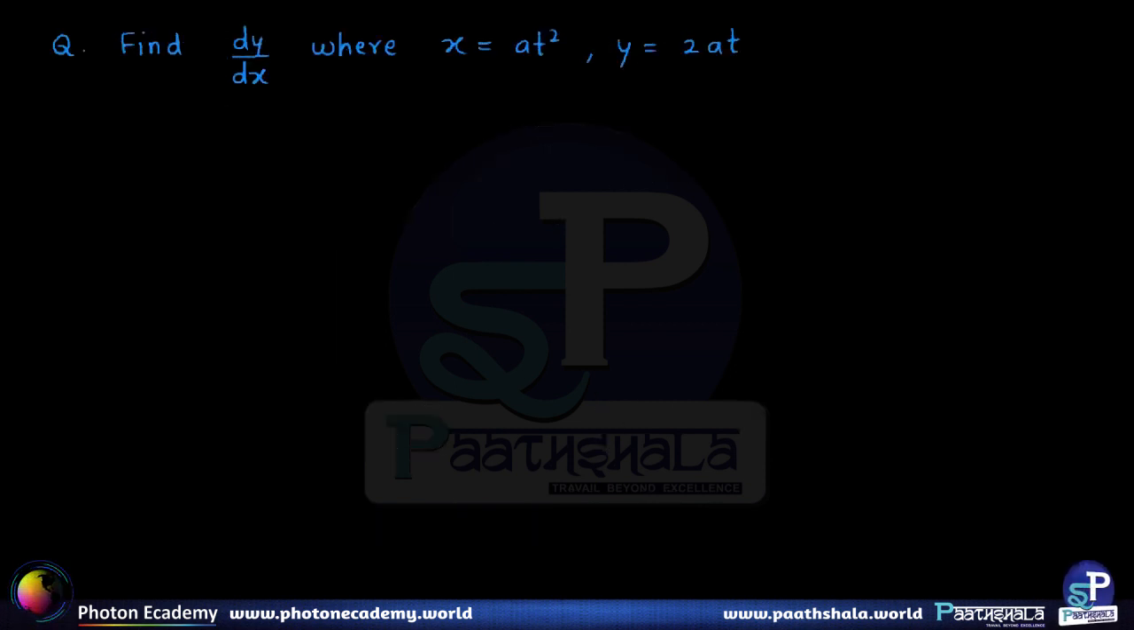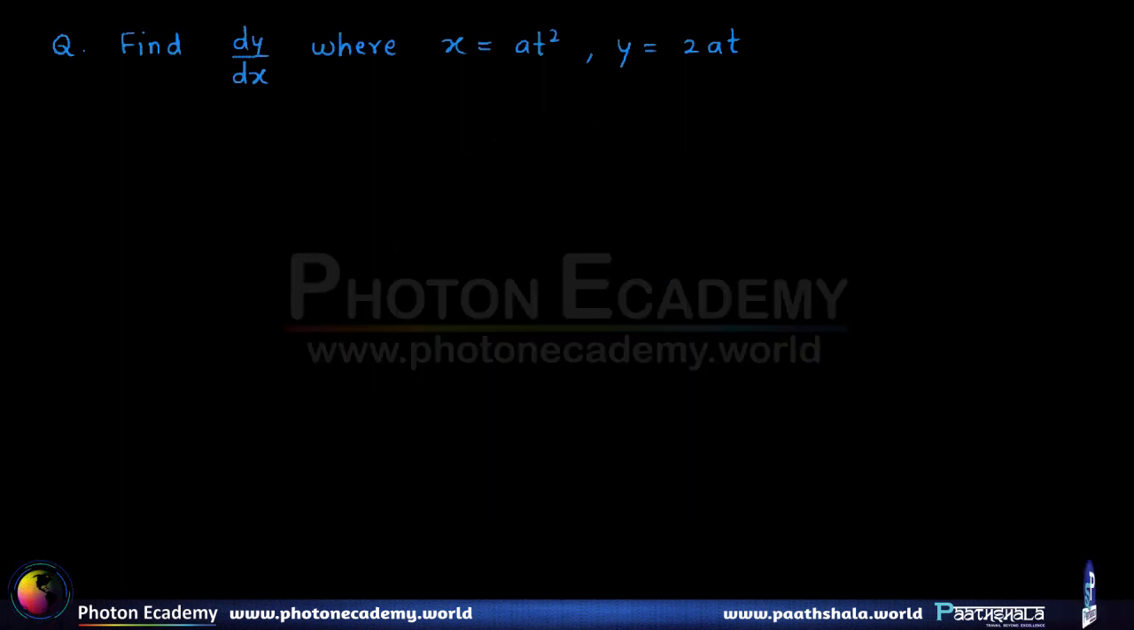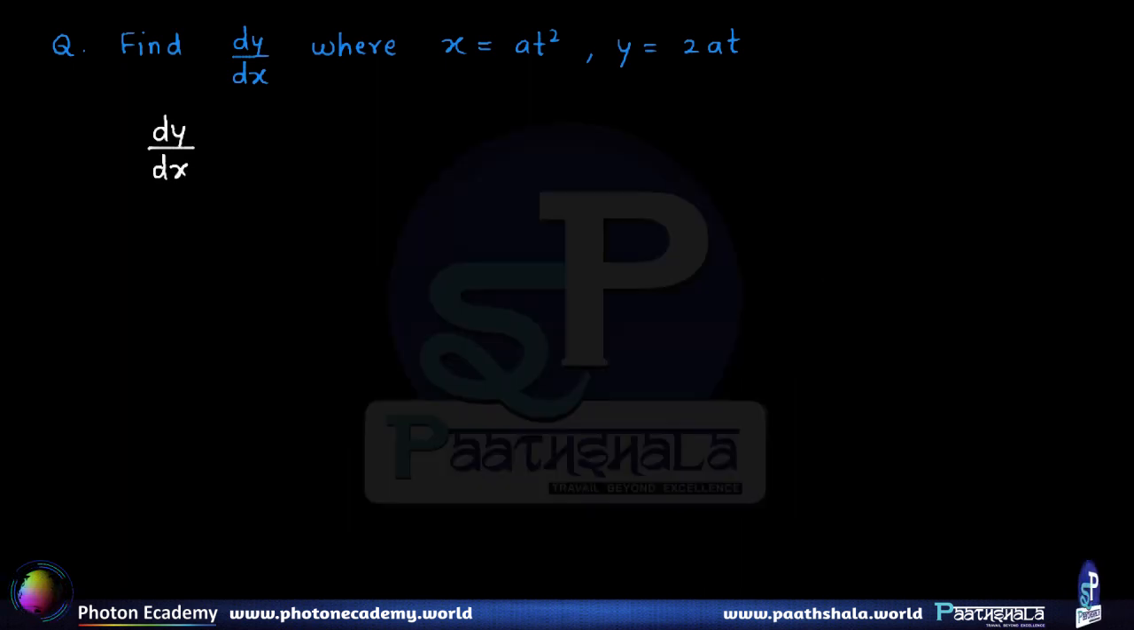Alright, here is the first question: find dy by dx where x is given by at square and y is given as 2at. Now here, as per the convention, we have to consider t as the parameter, and a is to be treated as a real constant. Right. So let us first write the formula as we know, that is dy by dx is given by dy by dt whole divided by dx by dt.